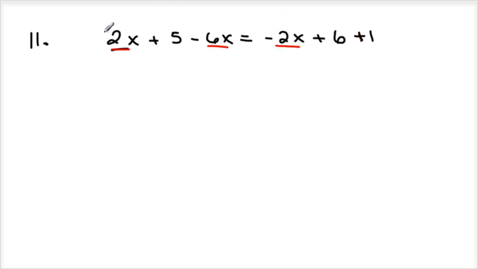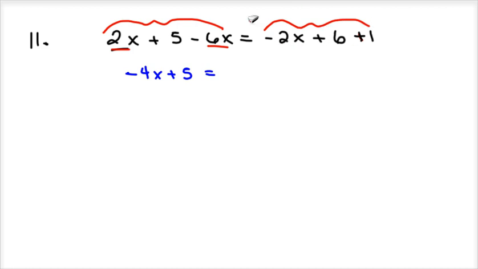Let's look at the left side first. If you can combine any like terms here, let's combine. The 2x and negative 6x are alike. This is the same thing as 2x minus 6x, which is going to be negative 4x plus 5 equals. Now let's combine anything on this side that are like terms. The like terms on the right side are the positive 6 and positive 1. So we're going to say negative 4x plus 5 equals negative 2x plus 7.